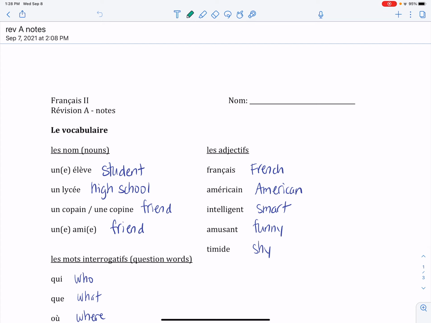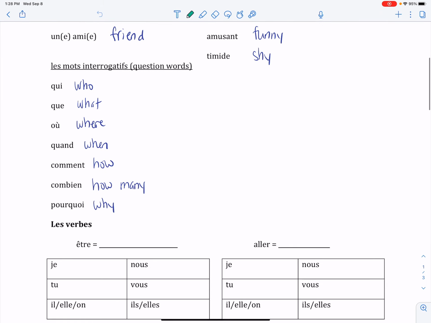So we've got the nouns and adjectives first, and also the question words that we had talked about. I think when we did this in class, I had left pourquoi off the list, so if you want to add that to your vocab sheet, that would be great.